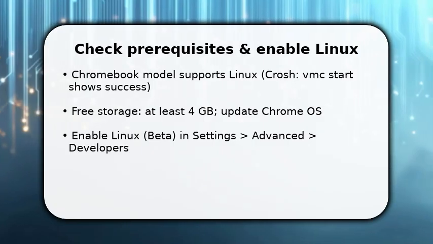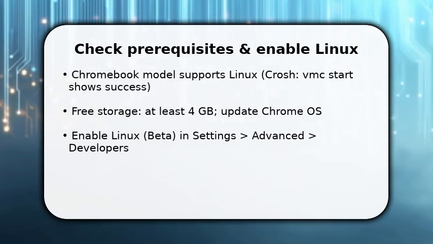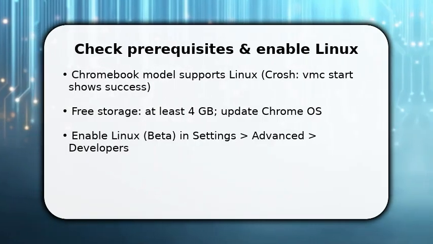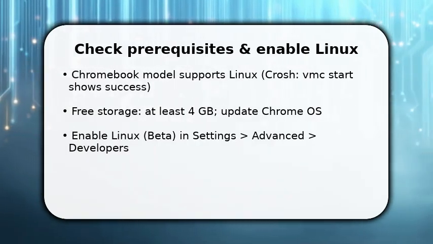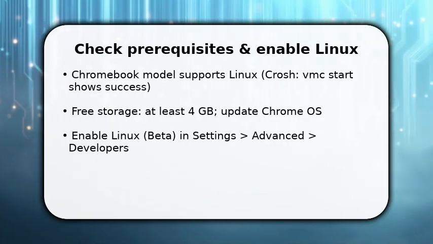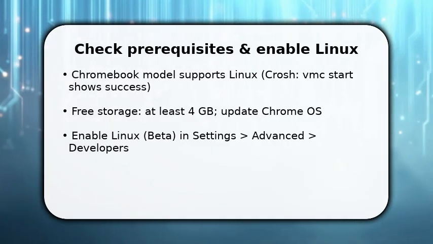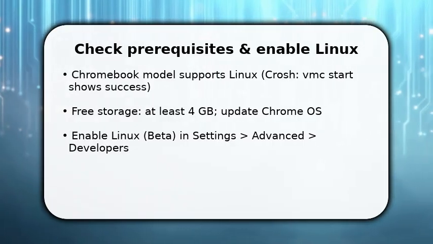Enjoy the video. You start by verifying your Chromebook is compatible and has room. First, free up at least 4 GB and update Chrome OS to the latest stable build. Then enable Linux Beta from Settings, Advanced, Developers. This creates a container where Python runs natively. Once done, open the terminal app.